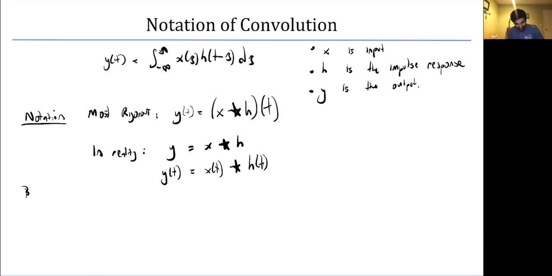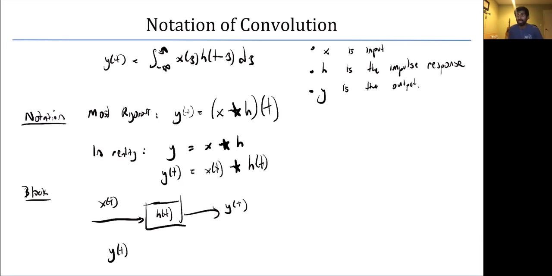Another way to think of convolution, again just repeating the first slide, is to think of it in block diagram. We have x of t, and this goes into some system h of t, and that gives you an output y of t. Now, y of t, as we have mentioned, is the system's output, and this is going to be equal to x star h of t, if you want to be rigorous, or more generally, x of t star h of t.